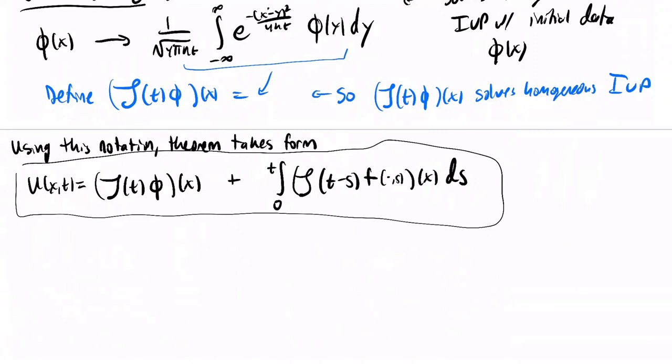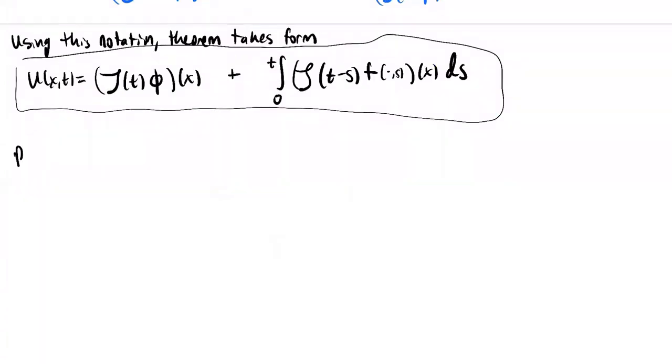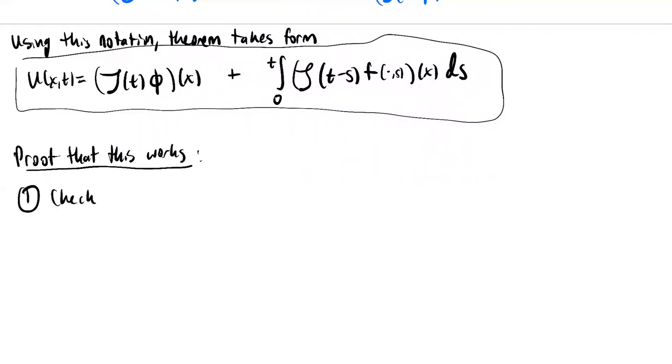And so what we want to do now is actually just prove that it works, right? So, proof that this works. And in this argument, hopefully you'll see why it helps to complicate the notation a little bit and introduce this notion of a solution operator. It streamlines the proof quite a bit. Okay, and so there are two things that we have to do. The first thing is to check the initial condition. And then the second thing we have to do is check that it actually solves the diffusion equation.